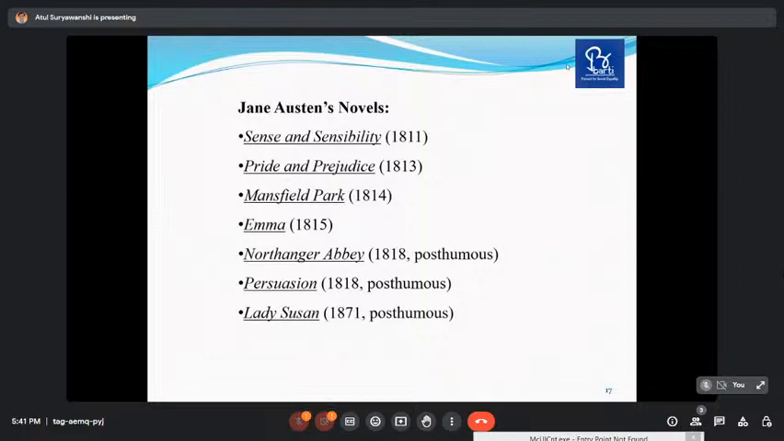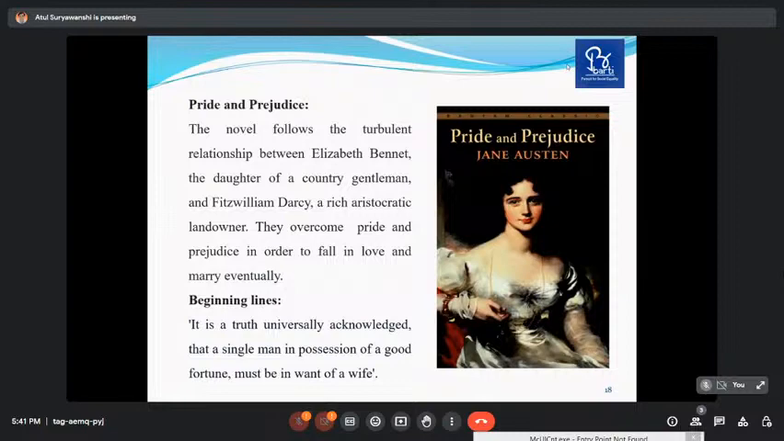So please see this. Next is Pride and Prejudice. This novel follows the turbulent relationship between Elizabeth Bennet, the daughter of a country gentleman, who has a prejudice in her mind for the hero, the protagonist of this novel, Fitzwilliam Darcy, the rich aristocratic landowner. They overcome pride and prejudice in order to fall in love. They fall in love with each other, and eventually at the end of this novel, they marry.